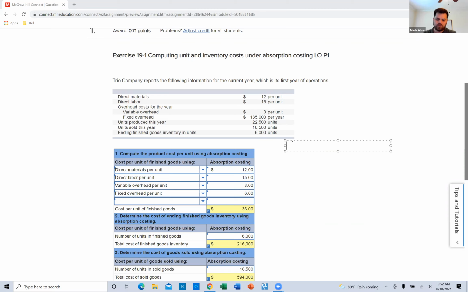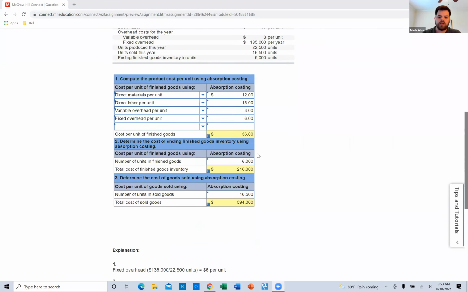To get the 6, you have to allocate that fixed overhead on a per unit basis. So we're going to take our fixed overhead in total, $135,000 per year, and divide that by the units that were actually produced this year, 22,500. And when I do that, the $6 pops right out. So that is where this $6 comes from, this calculation here. With that done, we can now see that we have $36 as our cost per unit of finished goods. And now the only thing left to do is the remaining 2 computations.